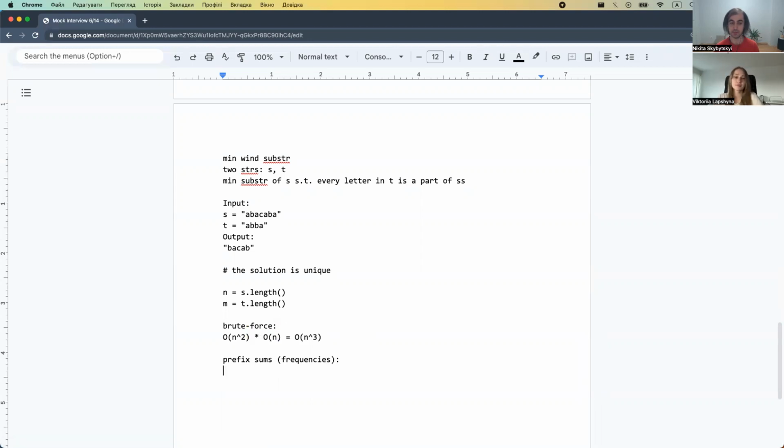I'll call it dp, but it's not necessarily computed as a dp. For each prefix and for each letter, compute the frequency of this letter in this prefix. Then in S, from left to right, the frequency of this letter is equal to dp[right][letter] minus dp[left][letter].